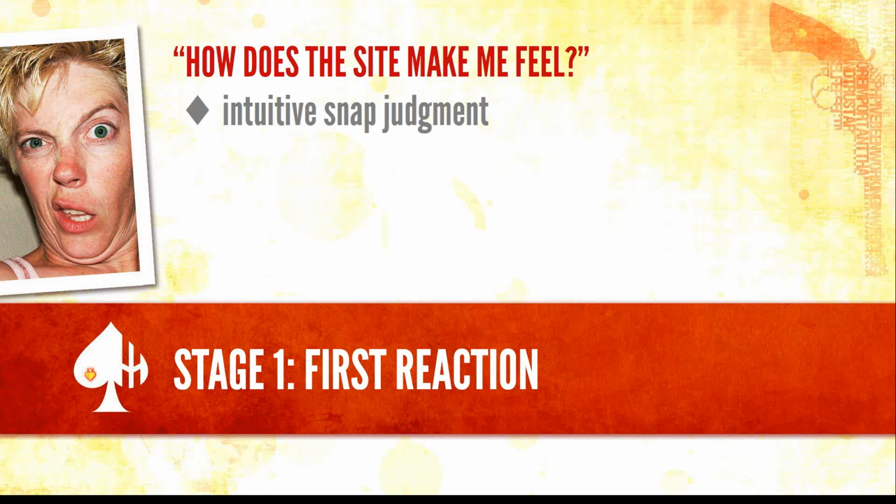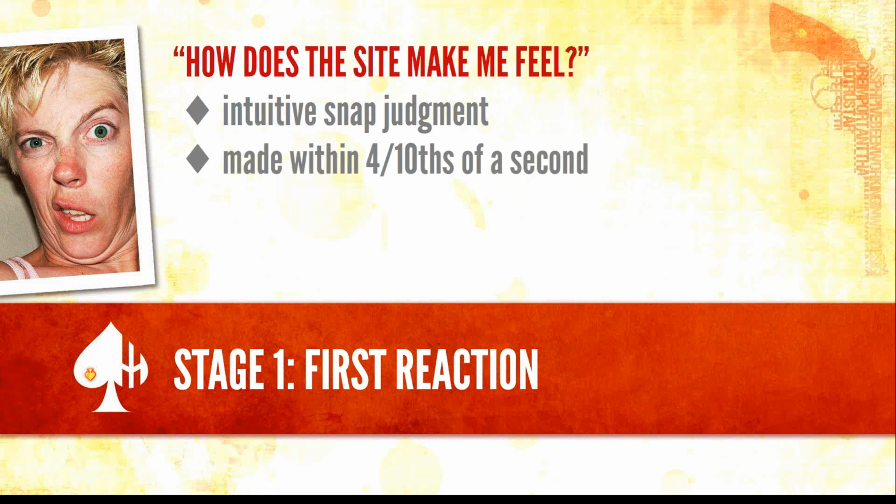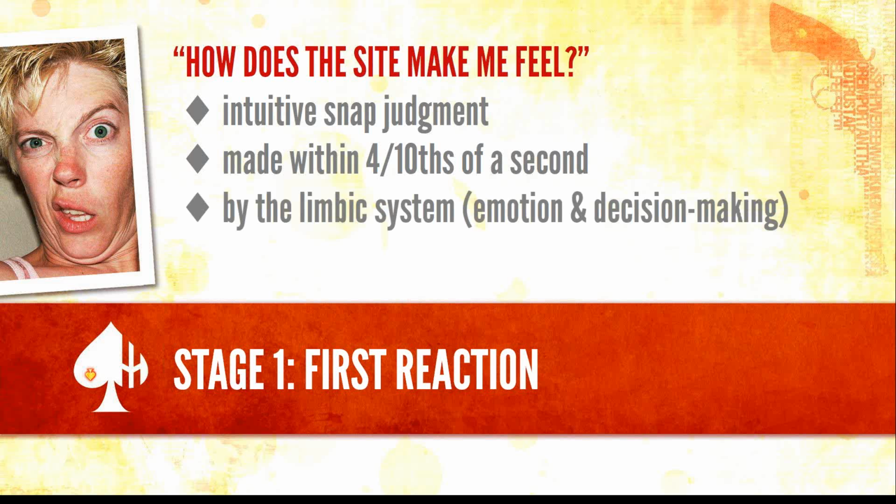So this is an intuitive snap judgment that we make. It isn't something which we think about very deeply. It isn't something which we are consciously aware of very often. It's made in the back of our mind. It's something which occurs automatically, and it's made within about 4/10 of a second. Again, this is not the neocortex at work, the logical thinking part of our brain. That takes longer to do stuff. It has to weigh facts. So this is the limbic system.